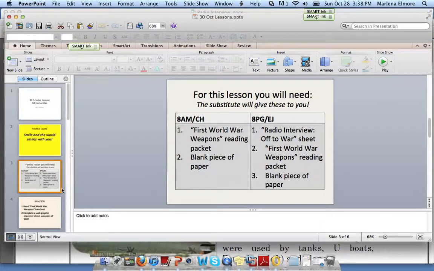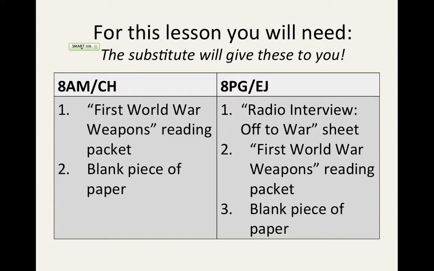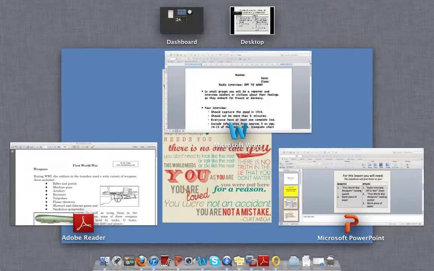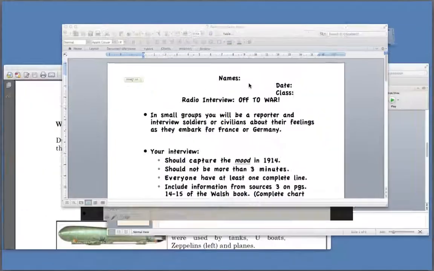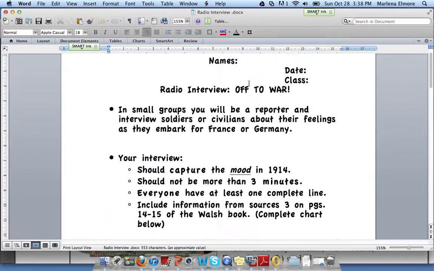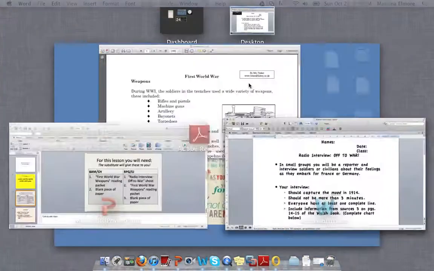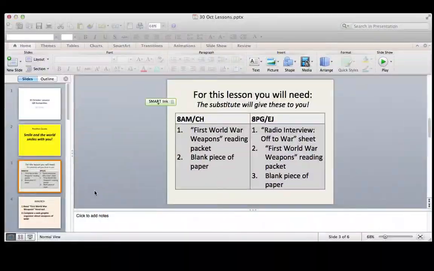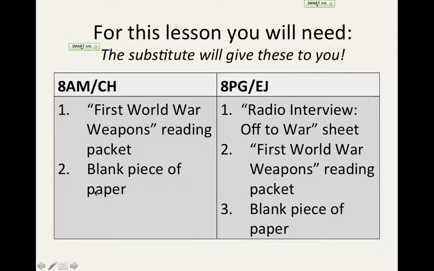If you are in 8PG or 8EJ, you need to get your script from the substitute that is on the back of this page here. You will remember filling it out. And then, of course, you will need a blank piece of paper.